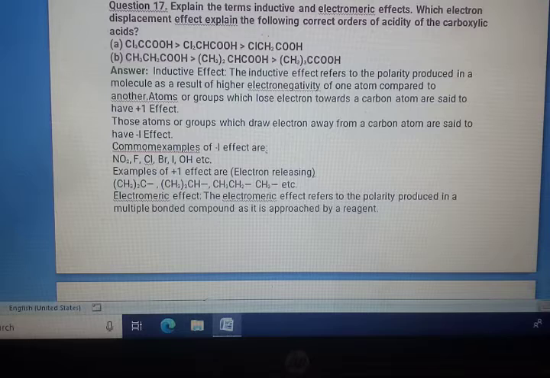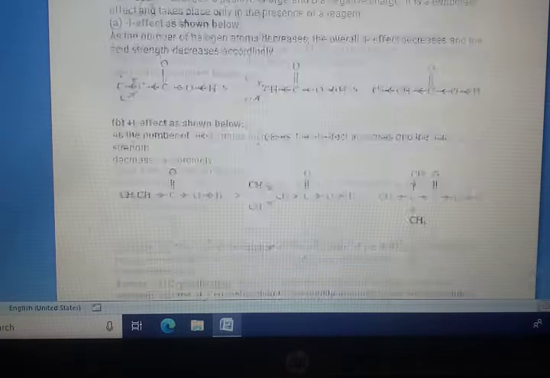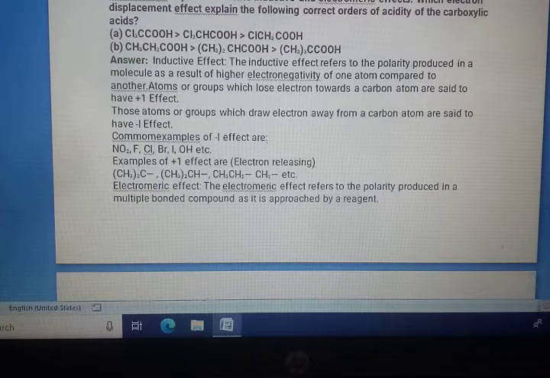Multiple bonds are there which are approaching the reagents. So here you can see, as I'm going to show you again, just wait for a second. You can see what positive inductive effect and negative inductive effect are. The questions are given here.